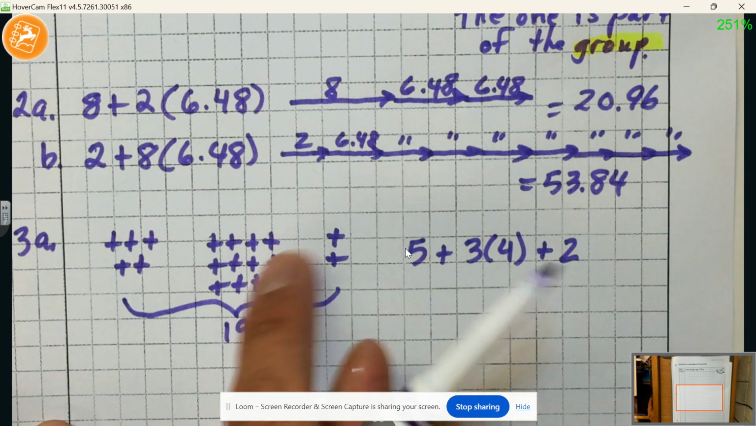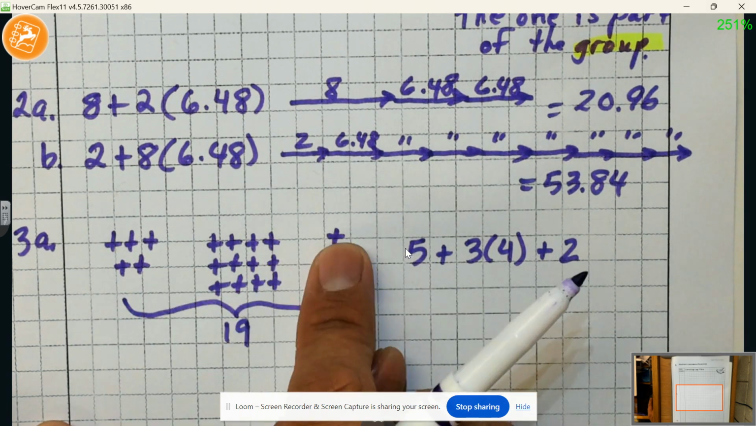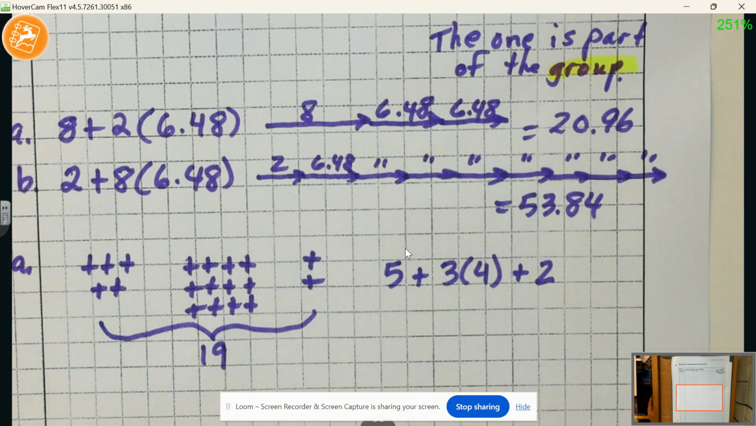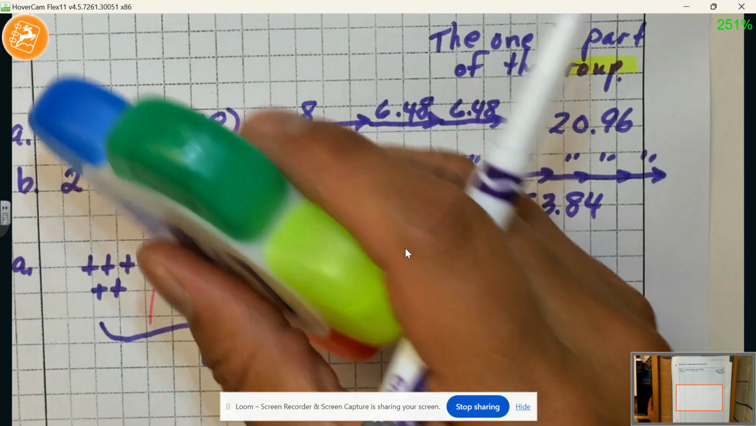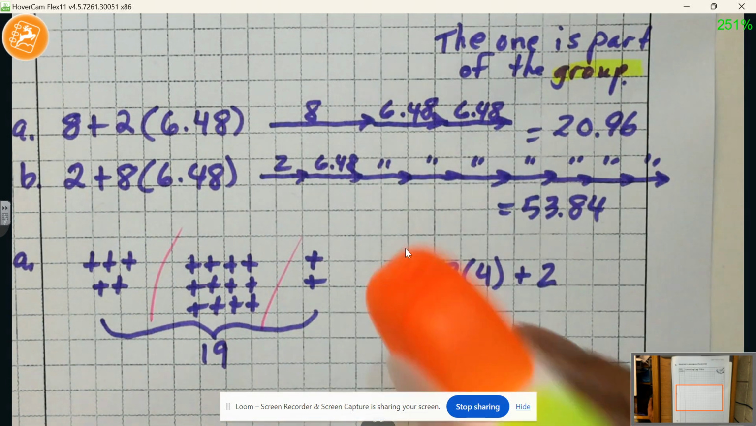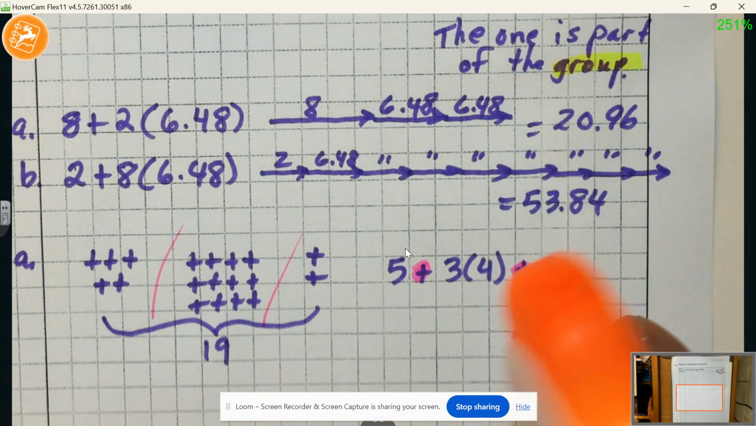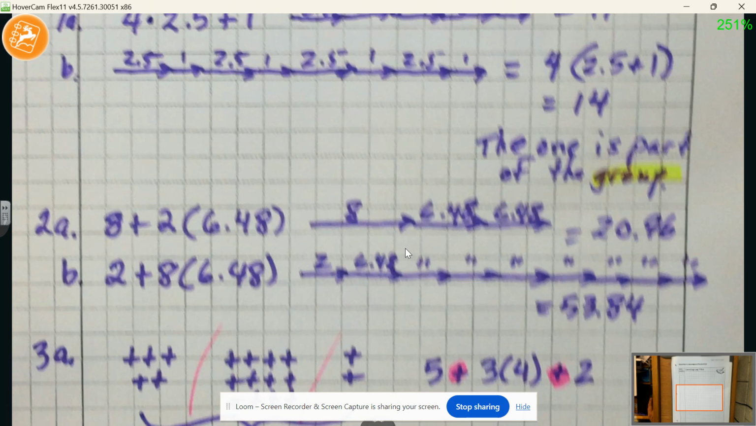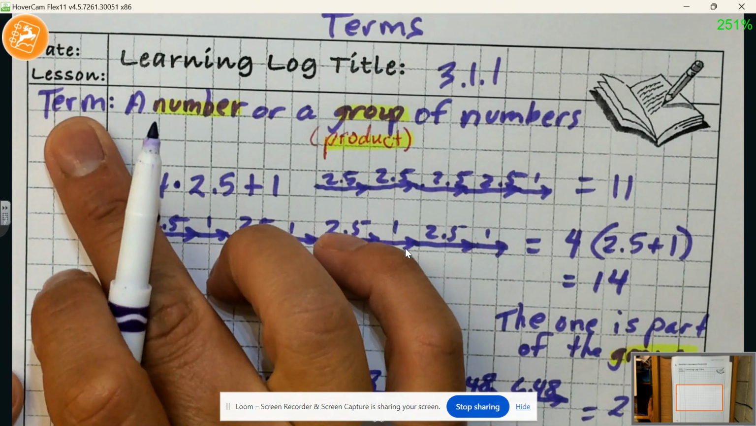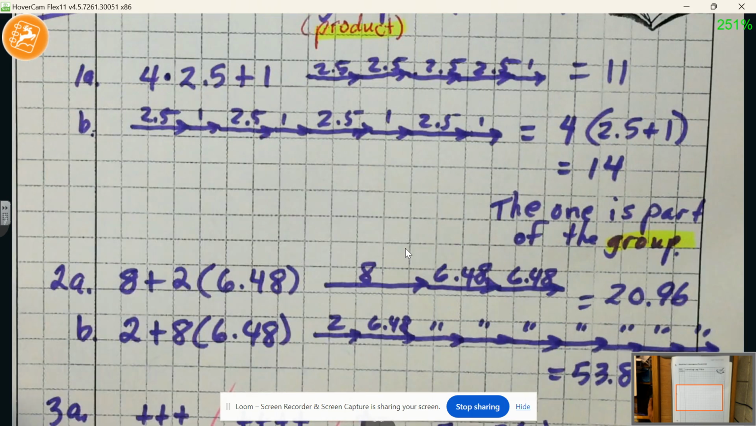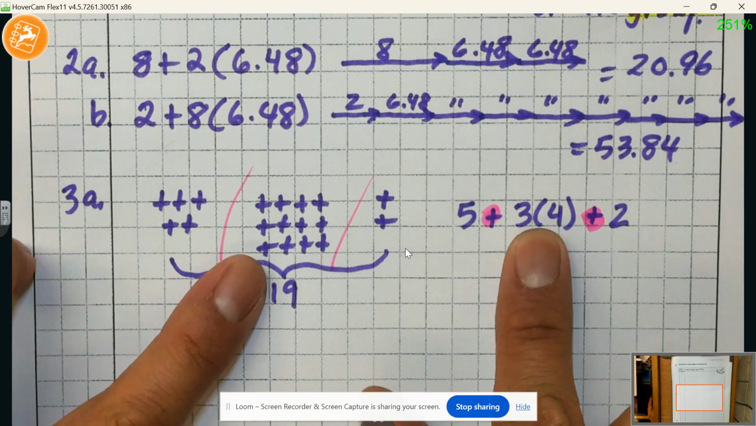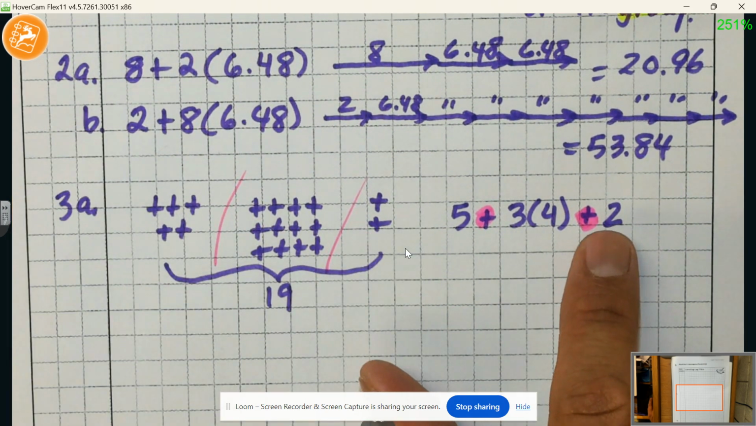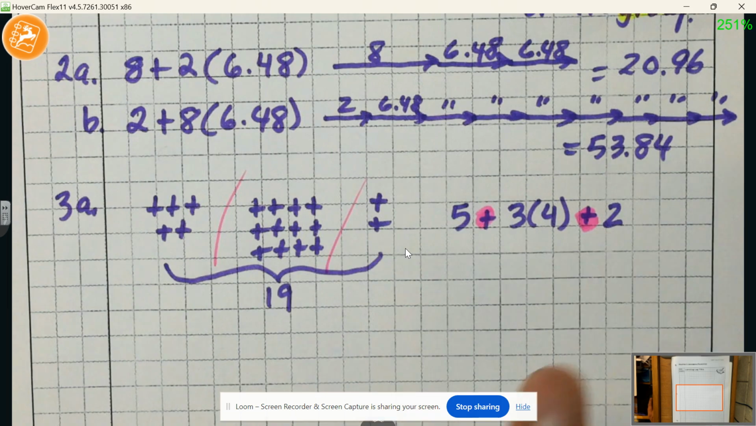And what separates those different numbers and groups? Those numbers and groups are separated by the plus signs. So where you see that separation, right here and right here, we see plus signs. That separates those numbers and those groups of numbers. So that comes back to what those are called. Those are actually terms. So 5 is a term, 3 groups of 4 is a term, and 2 is a term. And keep in mind that they're separated by the plus sign.